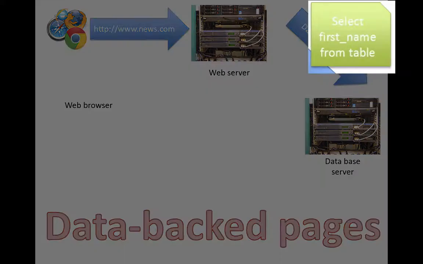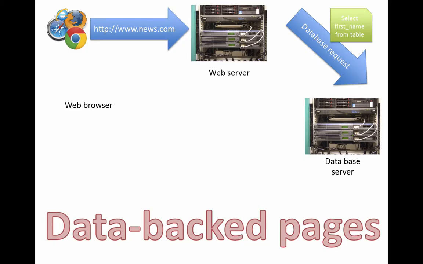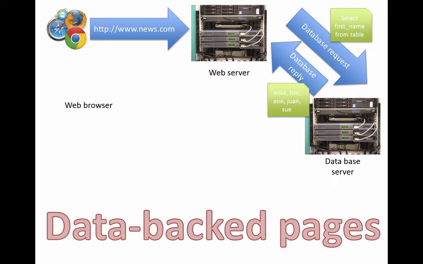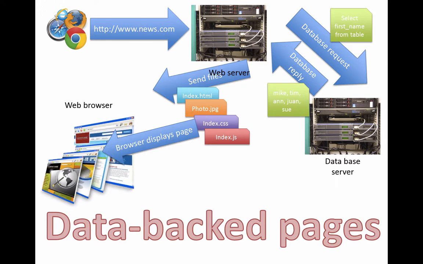So it might say something like this: select the first name from the table. And so it's going to get a list of names back. And so the reply will look like this. We'll get Mike and Tim and Ann and Juan and Sue. And so the web server then has a variable that is filled with data. Then the web server will send that file along with its usual things, and it will send it to the web browser, and the web browser will display it.